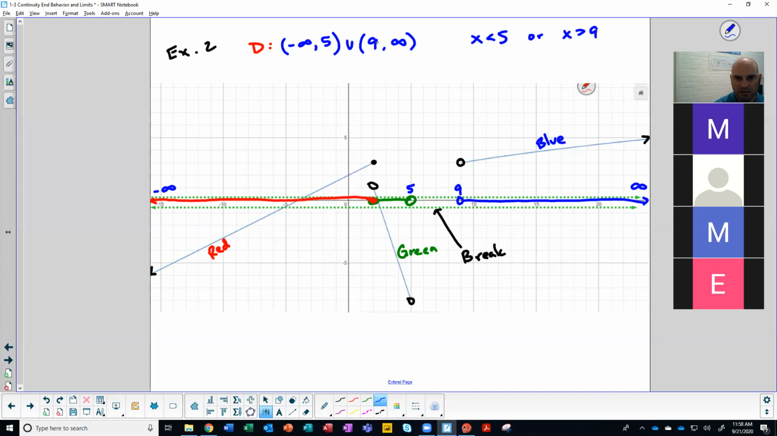So x, this one is a smaller number, x is in the middle. X is bigger than 9, or it's less than 5, one or the other. That's the other way of writing this answer. Now let's look at the range.